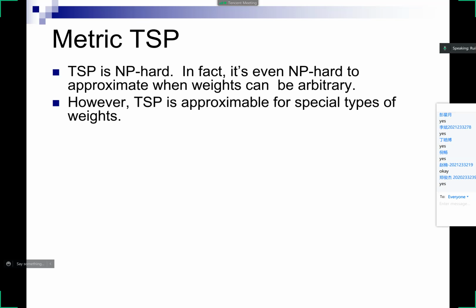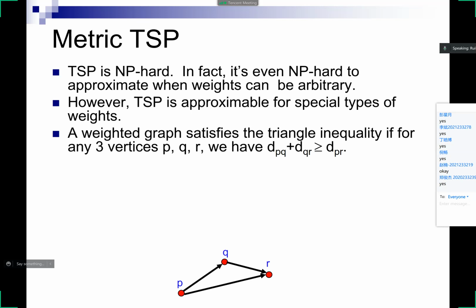So we need to make various assumptions, and there are many different types of assumptions because, as I said, this TSP problem is very well studied, and different people are going to make different assumptions. Today we're going to consider a very natural and reasonable assumption, which is the metric assumption. Basically we're going to assume that our graph satisfies the triangle inequality.